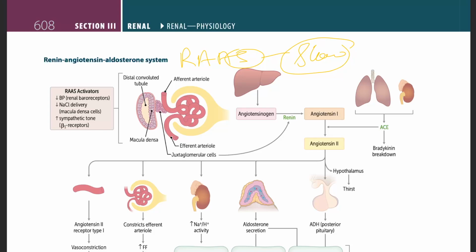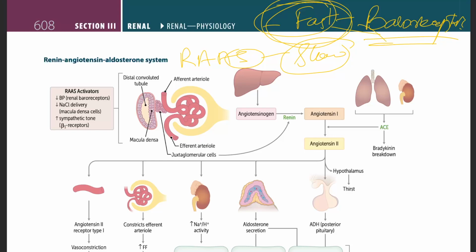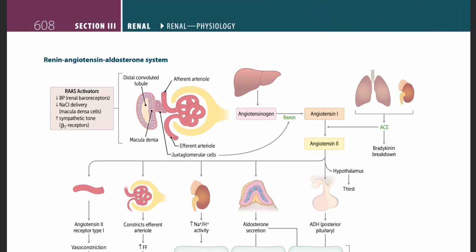But if at the same time you want to increase the blood pressure, reflex blood pressure, and maintain the GFR, basically, the body has another way, which is fast, and that is the baroreceptors. You can read about that in cardiology, or when we do cardiology, we can talk about that. But they're the fast, quick, right-away works. This one is slow. So let's talk about RAAS now.